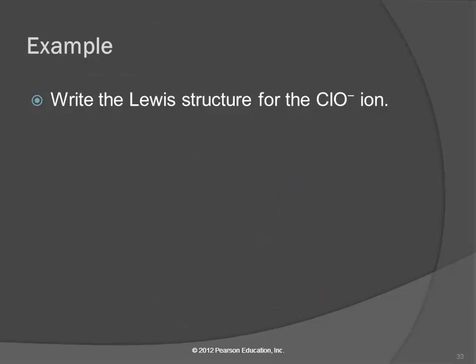What's next here? Let's do ClO minus. What's the name of that? Hypochlorite. It's hypochlorite ion. So Cl and O. So chlorine has how many valence electrons? 7. And oxygen has 6. And the negative sign means we add 1. And so we've got a total of 14.